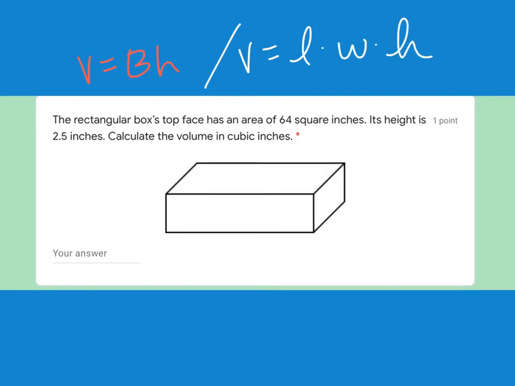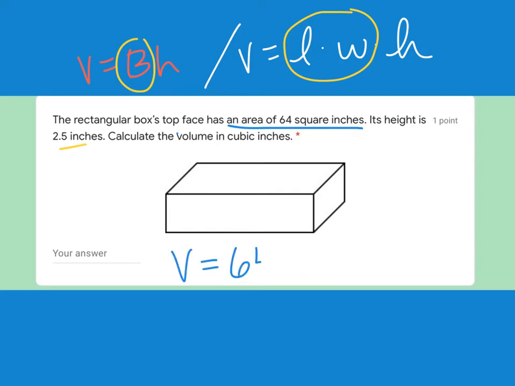Now it says a rectangular box top face has an area of 46 inches. So that's the area of the base, or the length times width. So they already did that part for you. And the height is 2.5. So you would do the area of the base times the height for this one. So that's going to give you 160.